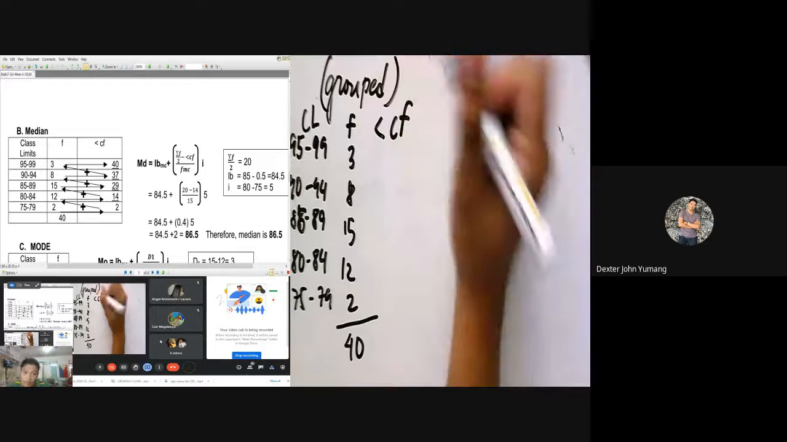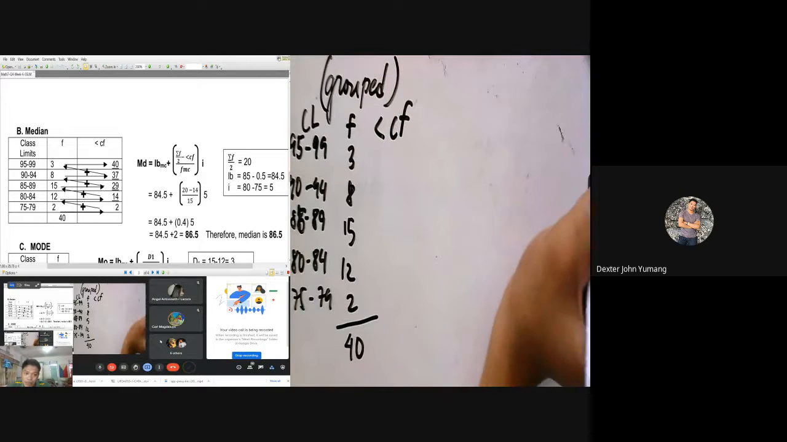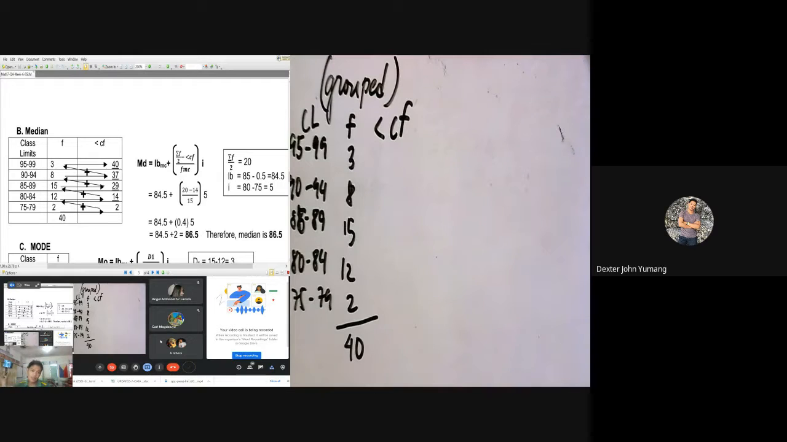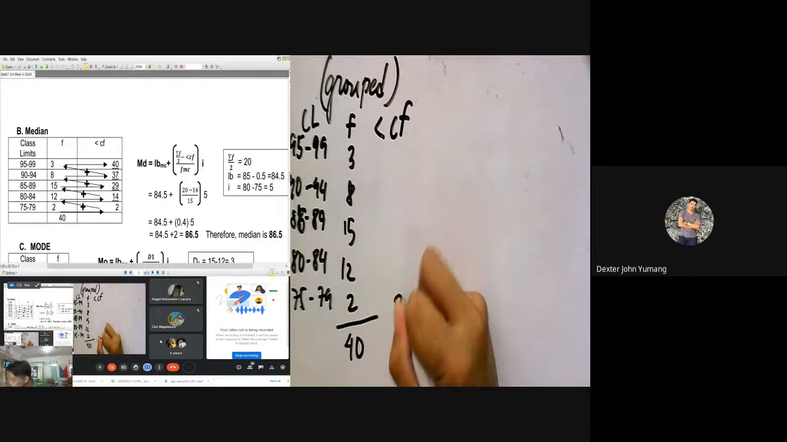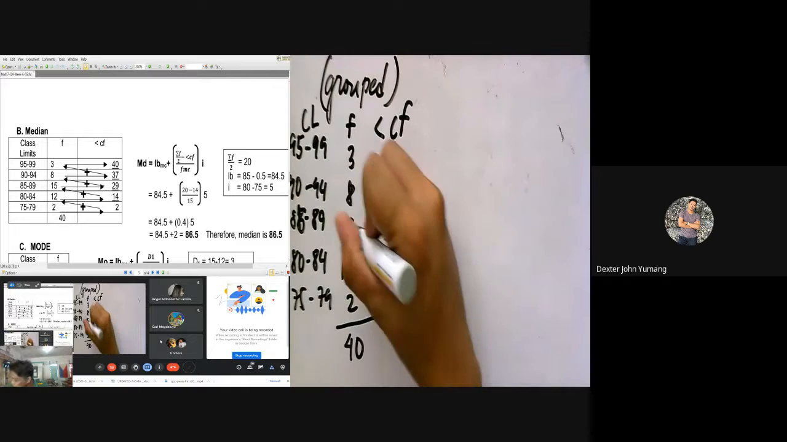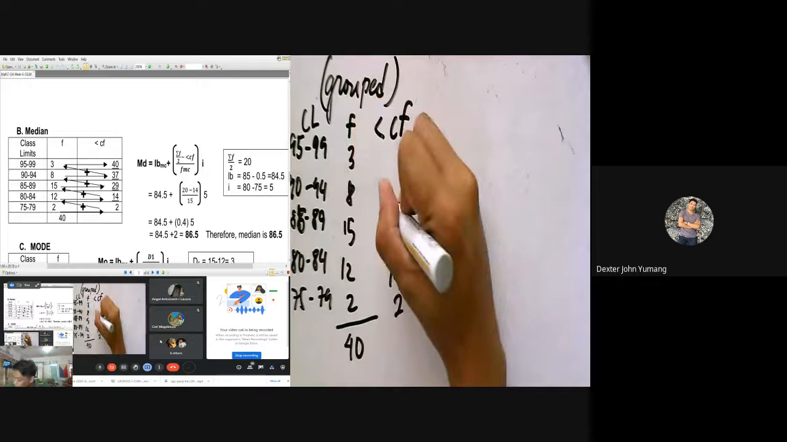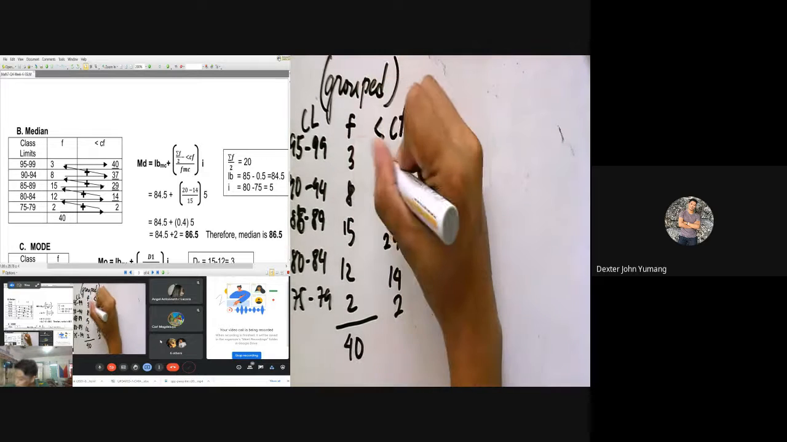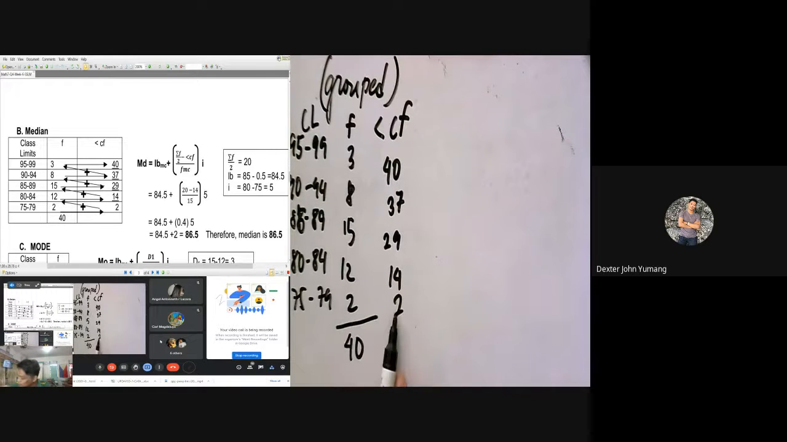Cumulative frequency, ang less than CF. Less than CF is before the cumulative frequency. Less than is before. C is cumulative, F is frequency. Ganito lang po pagsulat. Yung 2 dito, just copy. You add the 12 and 2, magiging 14. You add it by 15, magiging 29. You add it by 8, magiging 37. You add it by 3, magiging 40. Ganun lang po yun siya. Again, you copy 2 plus 12, 14 plus 15, 29 plus 8, 37 plus 3, magiging 40.